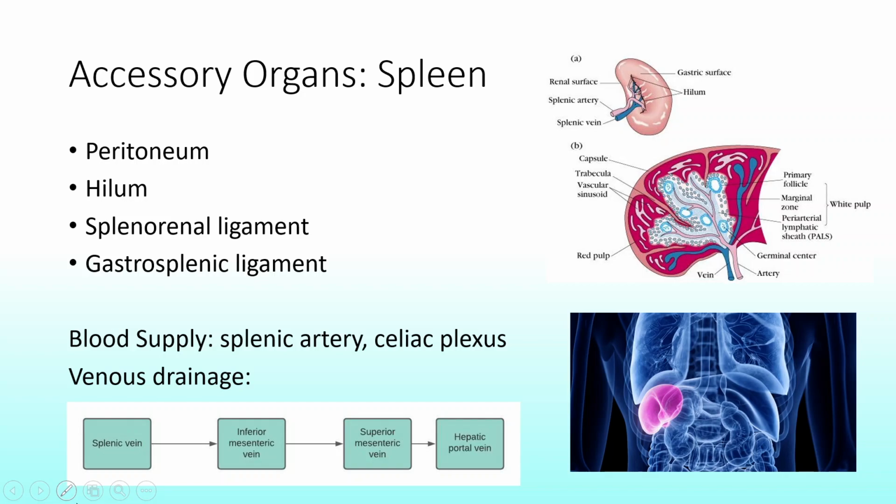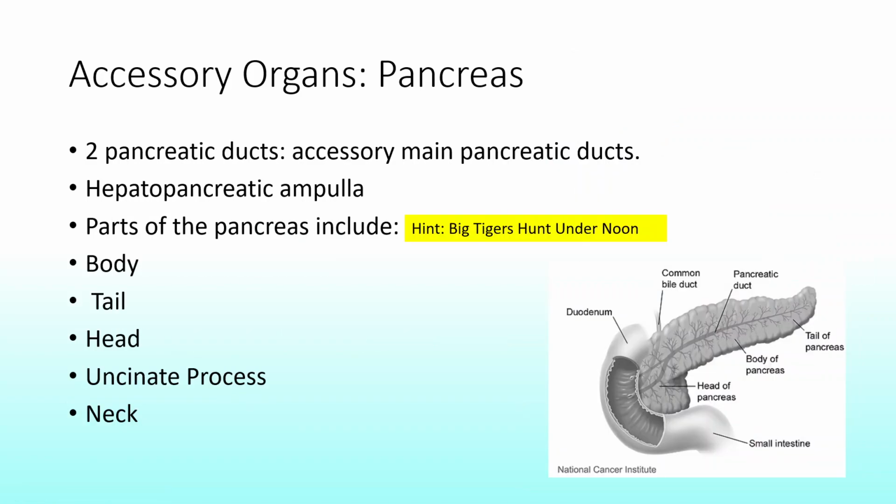Venous drainage is from the splenic vein, which will join the inferior mesenteric vein and then combine with the superior mesenteric vein to form the hepatic portal vein, as outlined in this flow chart. Now let's move on to the pancreas.